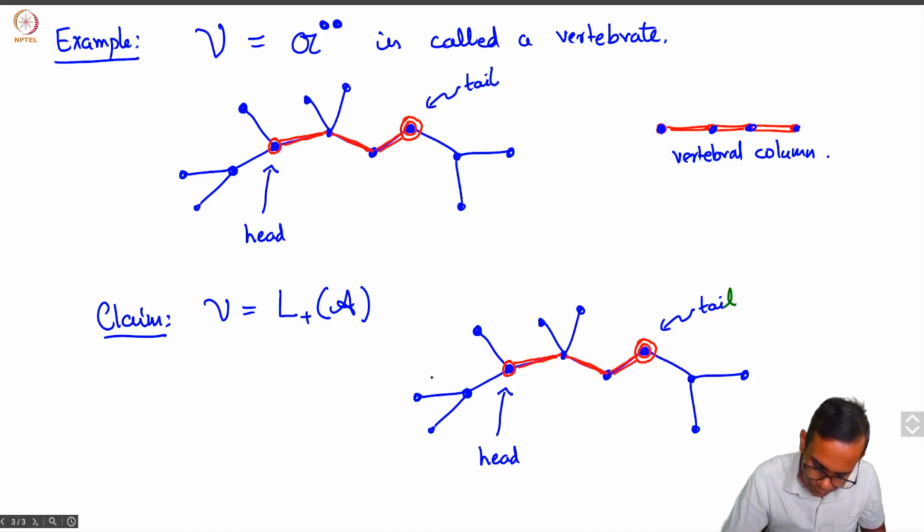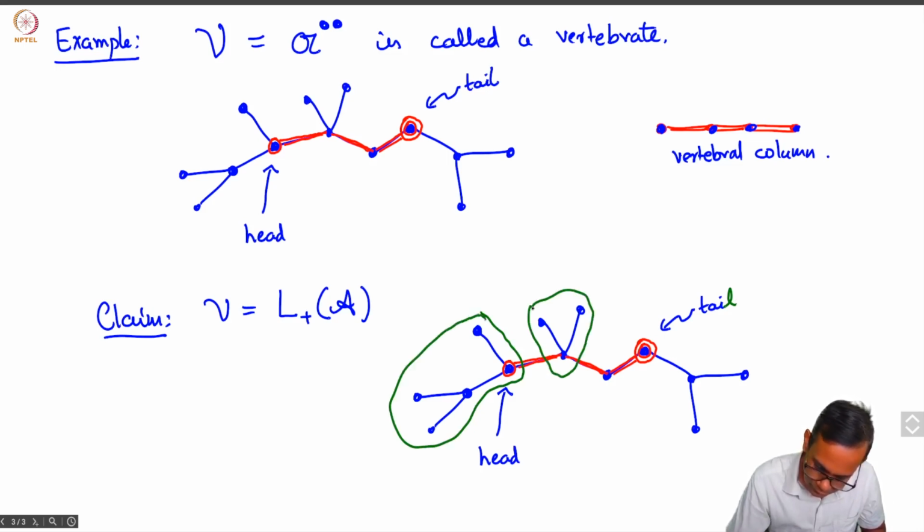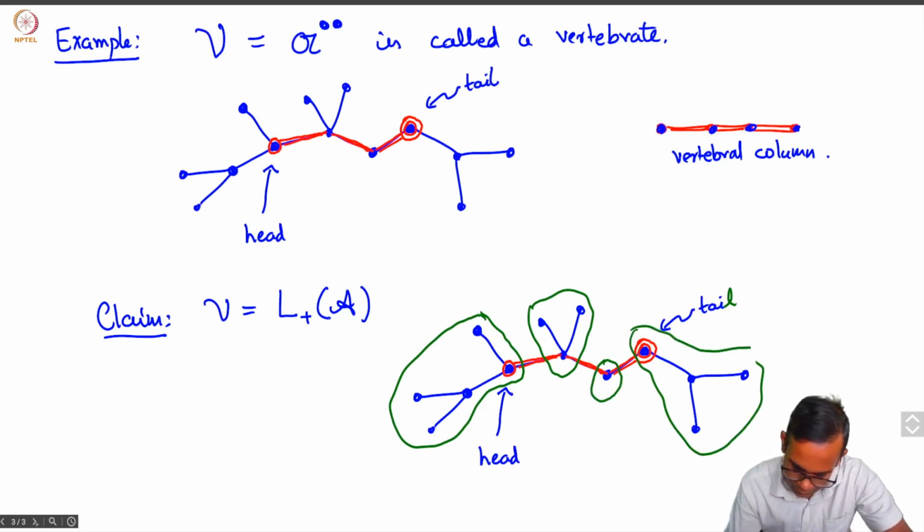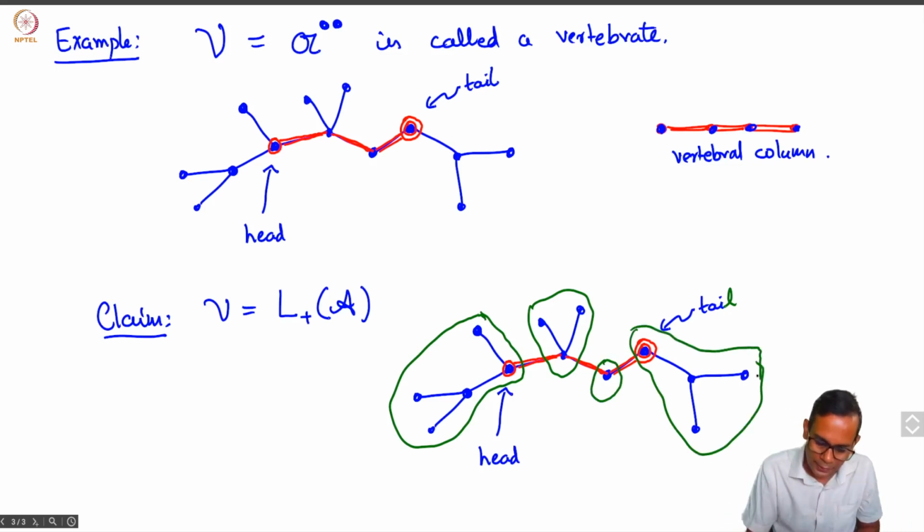And the trees here are, so here's one tree, here's another tree, here's another tree with just a root node, and here's another tree. So this is an L plus assembly of rooted trees. Each of these trees is rooted. This vertex here is the root. This vertex here is the root of this tree. This vertex here is the root of this tree. And this vertex is the root of this tree.